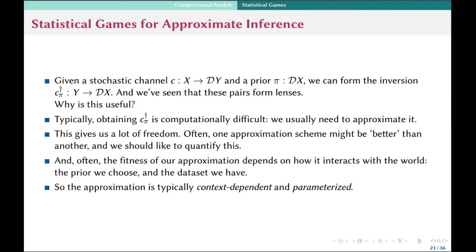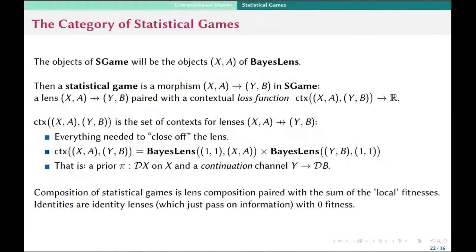So we want to quantify the fitness of an approximation scheme, and that depends on how the system interacts with the world. It depends on two things, the prior and the environment that the system is in. So the approximation is, as I say, context dependent and parameterized. We can talk about the parameters later, but I'm going to focus on the context. So I'm going to make this category of what I call statistical games. I call them games because you can think of the system as playing the game of trying to maximize its performance at making predictions about the world.